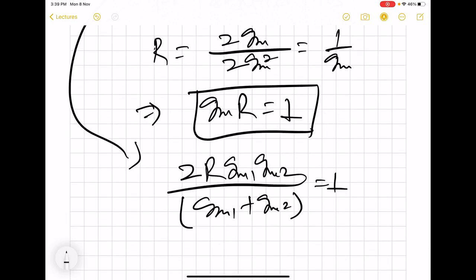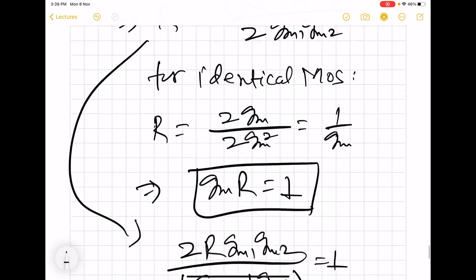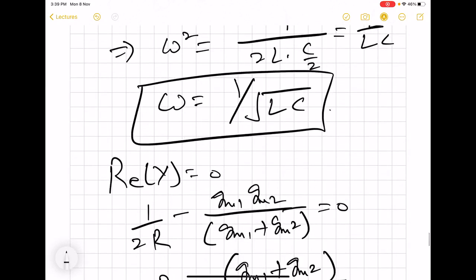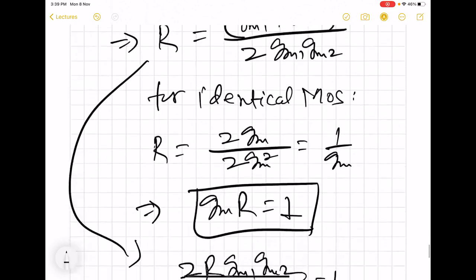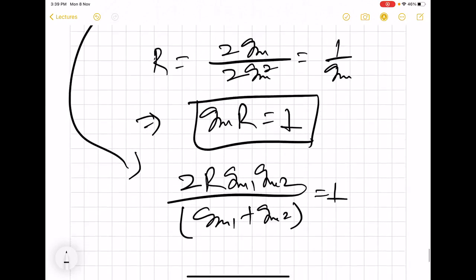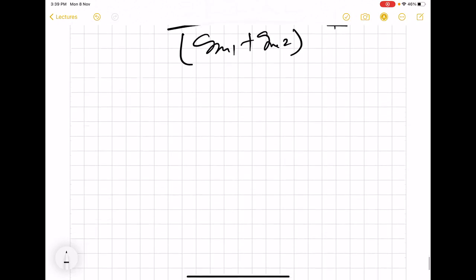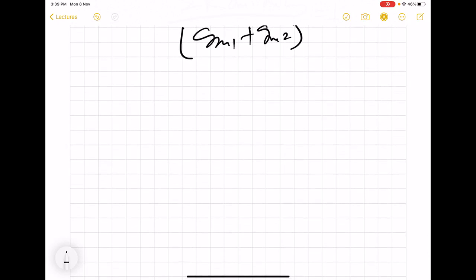So we had carried out this derivation by neglecting the parasitic capacitors and found that the oscillation frequency is given by this expression 1 by square root LC. So now we want to include the parasitic capacitors of the MOS and want to see what will be the new oscillation frequency.